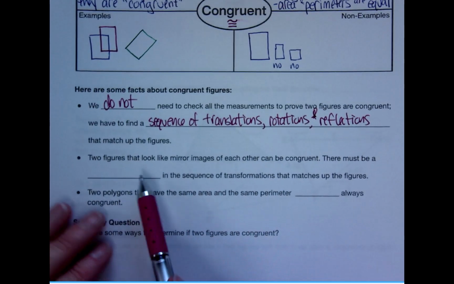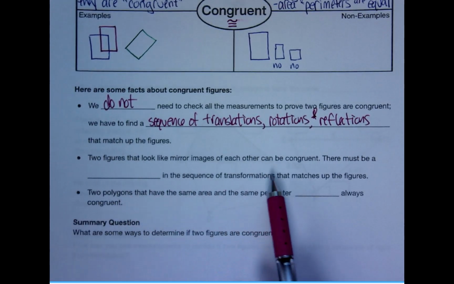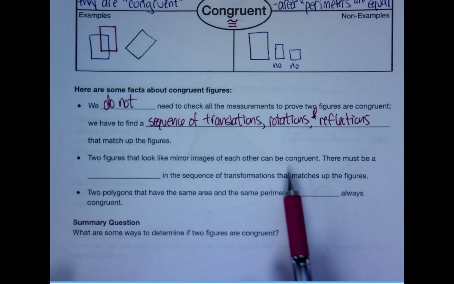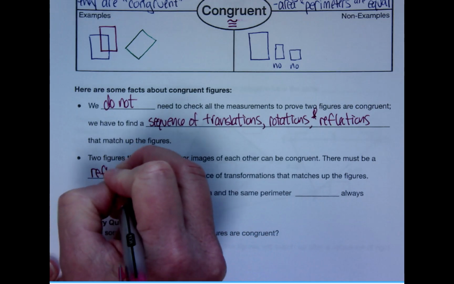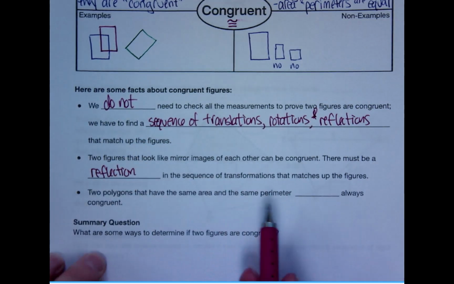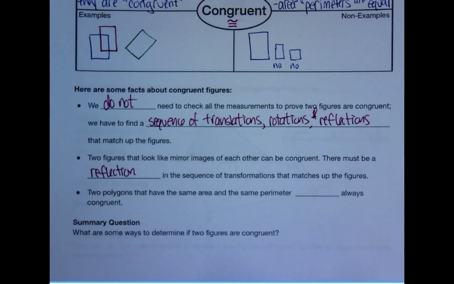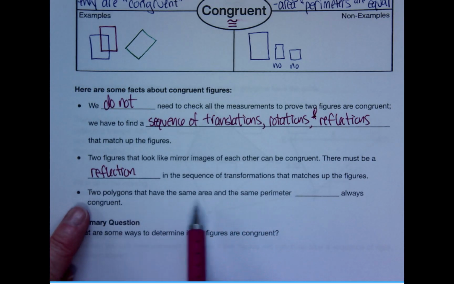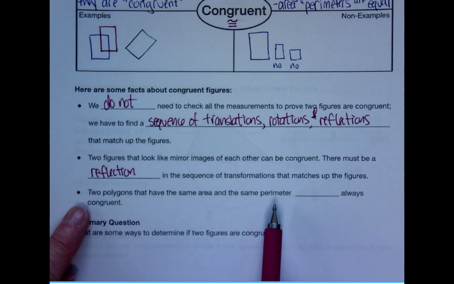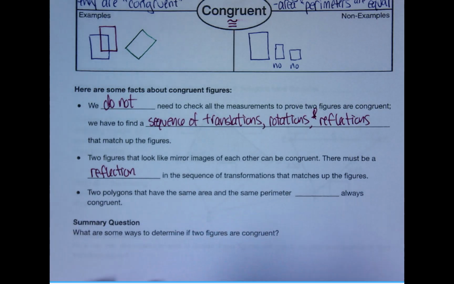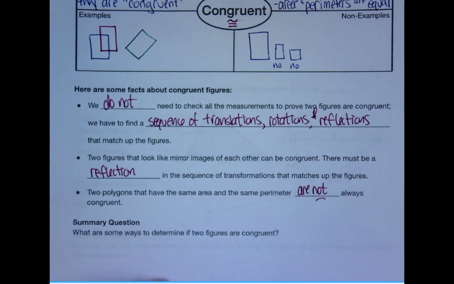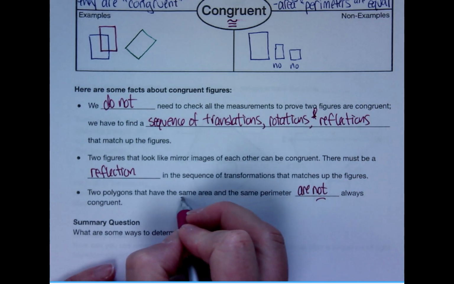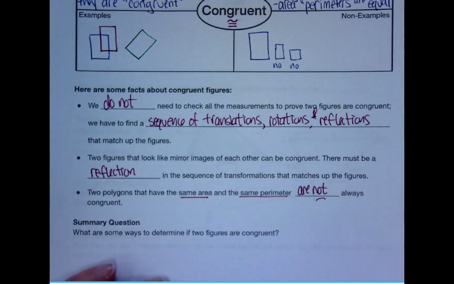Secondly, two figures that look like mirror images of each other can be congruent, but there just must be some kind of reflection in the sequence of transformations that matches those figures up. And two polygons that have the same area and the same perimeter are not always congruent. Let me show you what I mean. They can have the same area and the same perimeter, believe it or not, but not be congruent.